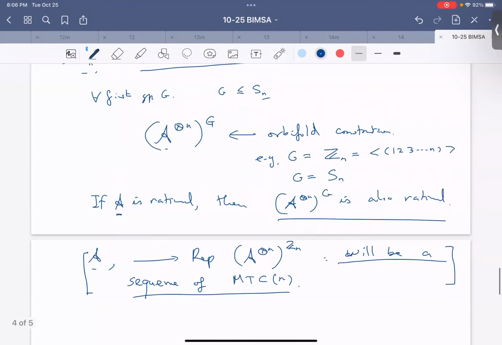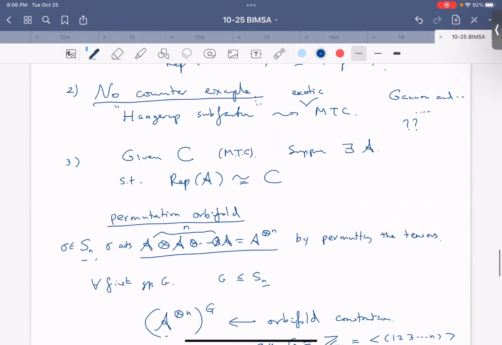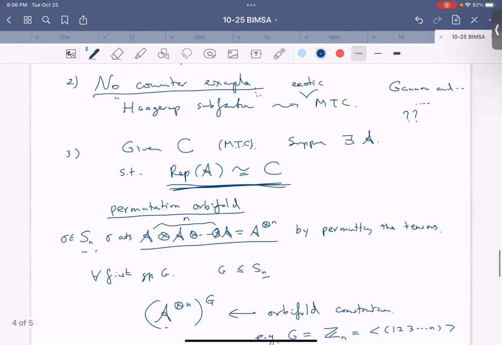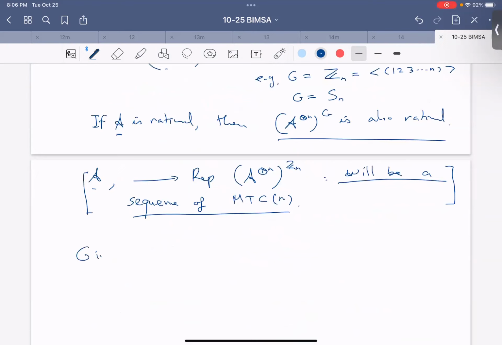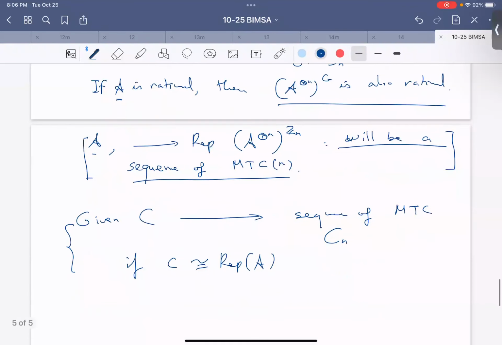So that's what conformal net tells us. Now if you look at the reconstruction program, and suppose you believe that this problem always has a positive answer, then this would translate into the following. Given this C, you should be able to get a sequence of modular tensor categories, let's write Cn, if C comes from the representation of A. This is at least what you would expect to happen, provided you know this already.